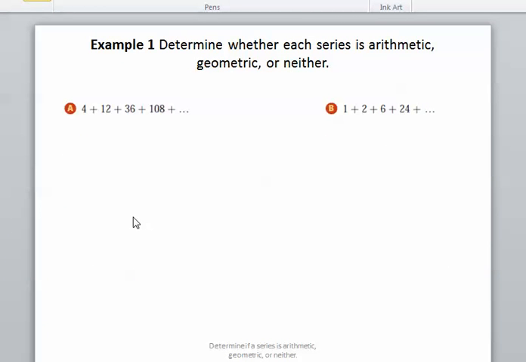So looking at these, how do you determine if it's geometric or if it's arithmetic? Well, the first thing I do is I always try the arithmetic one because it's easier for me. So I take 12 minus 4 and I get 8. And I take 36 minus 12 and I don't get 8. I get 24. So it is not arithmetic. That's not going to work. So I try geometric. This has got to be a 3 times 3. And then I go from 12 to 36 times 3. Yes, it's working out. So this one is geometric.